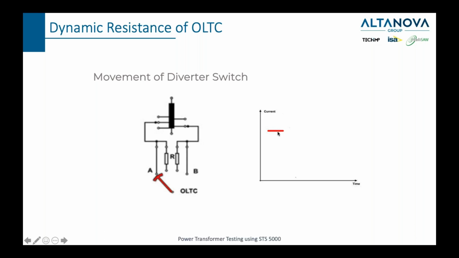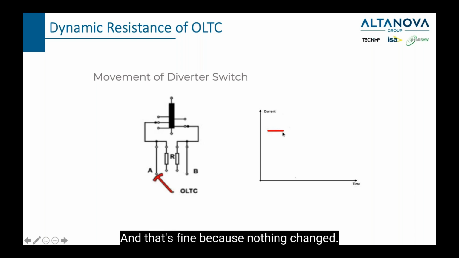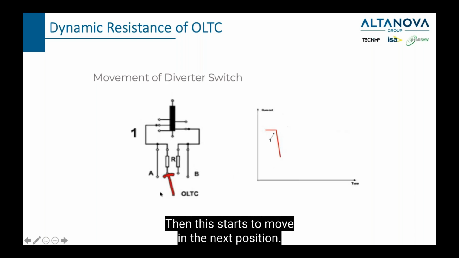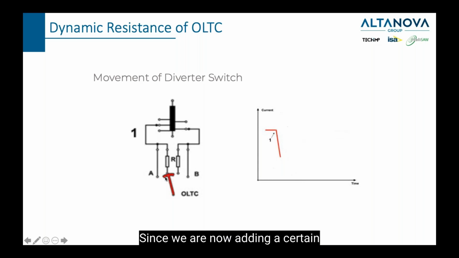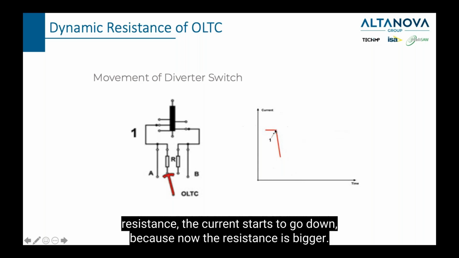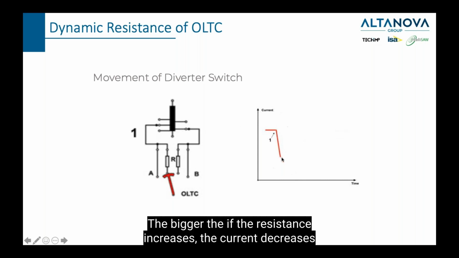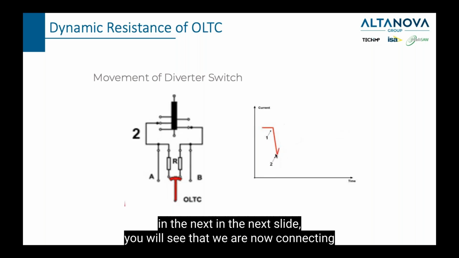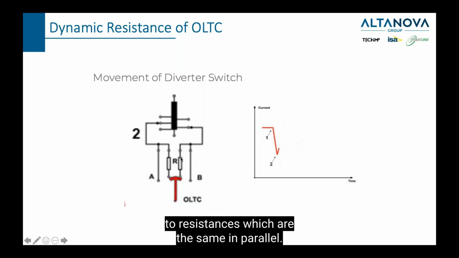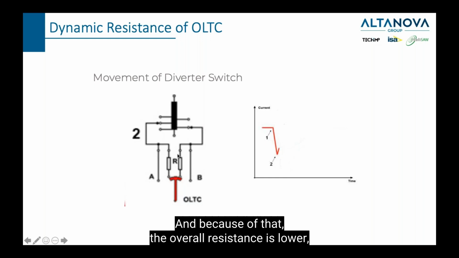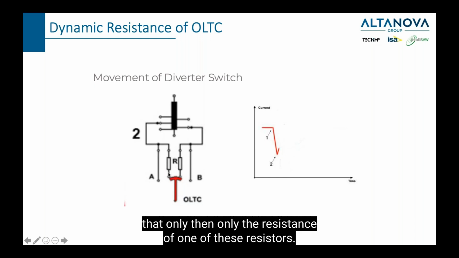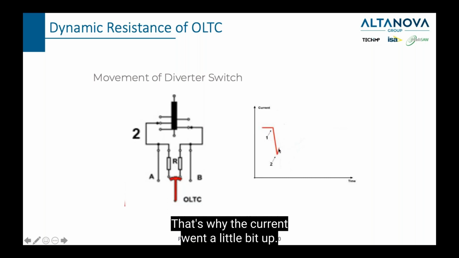And this is what it looks like. We follow current. Current is constant here, and that's fine because nothing changed. Then this starts to move. In the next position, since we are now adding a certain resistance, the current starts to go down because now the resistance is bigger. If the resistance increases, the current decreases. In the next slide, you will see that we are now connecting two resistances which are the same in parallel. And because of that, the overall resistance is lower than only the resistance of one of these resistors. That's why the current went a little bit up.